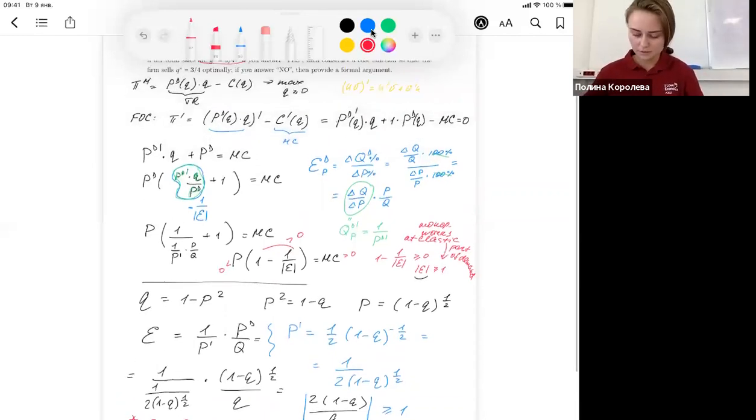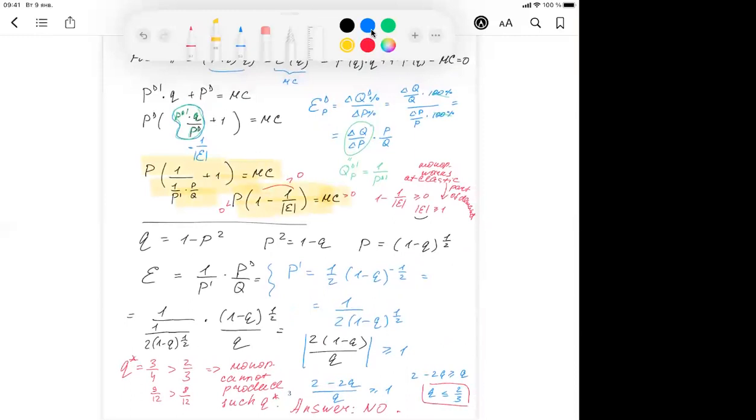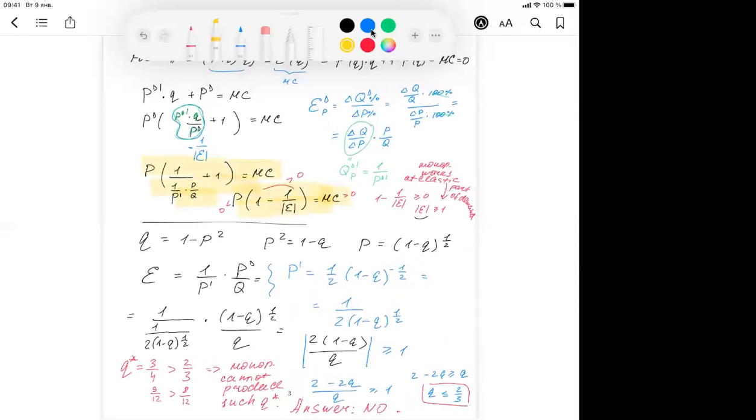Please ask. I think that all these formulas you found in the lecture. Yes, the Lerner index, how to work with elasticity and monopoly. Do you agree with me? Or do you see it for the first time? You had it in the lecture, yes? Это было. Okay, good.